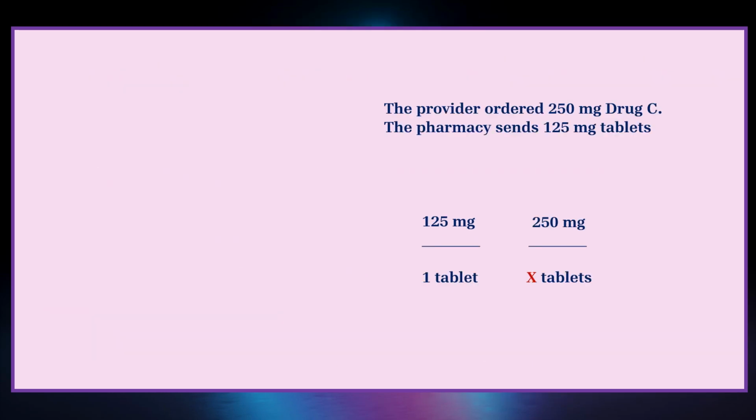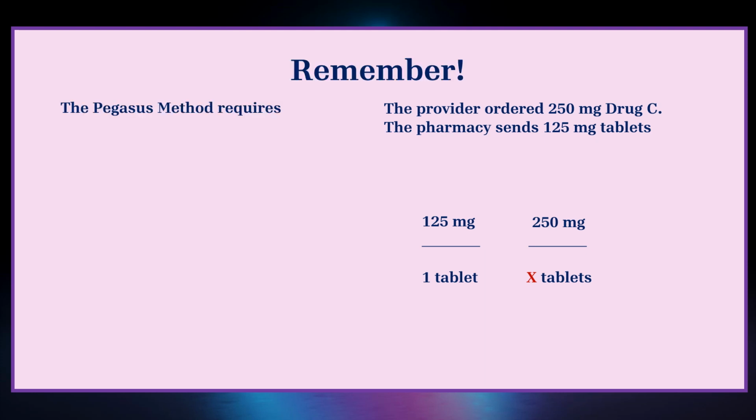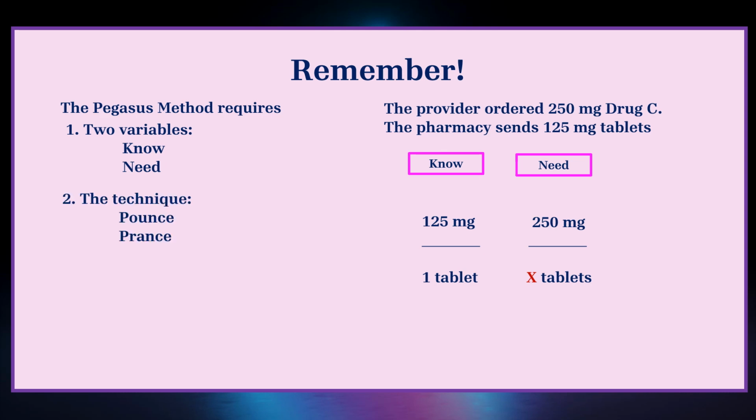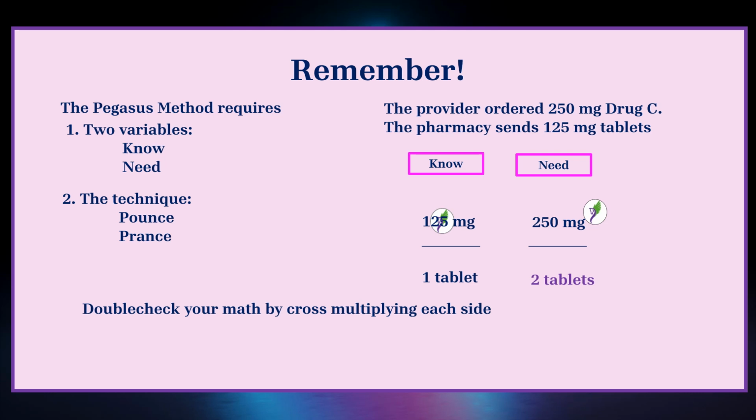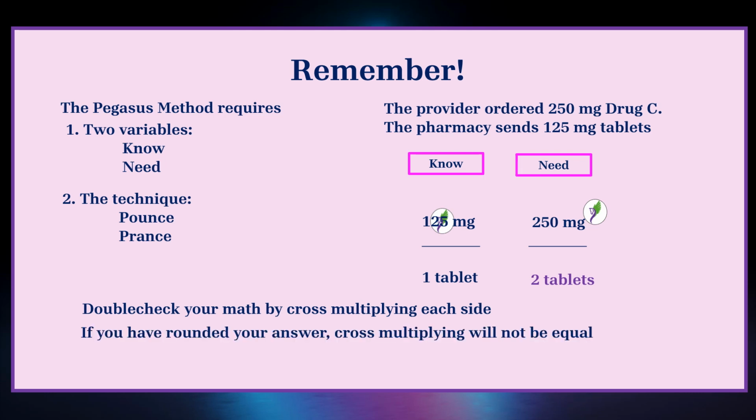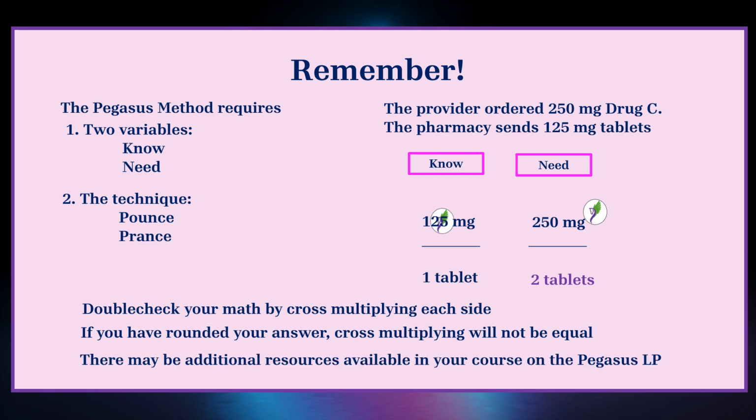The provider ordered 250 milligrams of drug C. The pharmacy sends 125 milligram tablets. Remember, the Pegasus method requires two variables: what you know, which is written on the label, and what you need, which is how much you need to give, and the technique, which includes pouncing and prancing. So for the technique, our Pegasus will start here. It will pounce over to the other side and then prance up to divide. So 250 times 1 is 250 divided by 125 gives us 2 tablets. You can double check your math by cross multiplying each side. If you've rounded your answer, cross multiplying will not be equal.